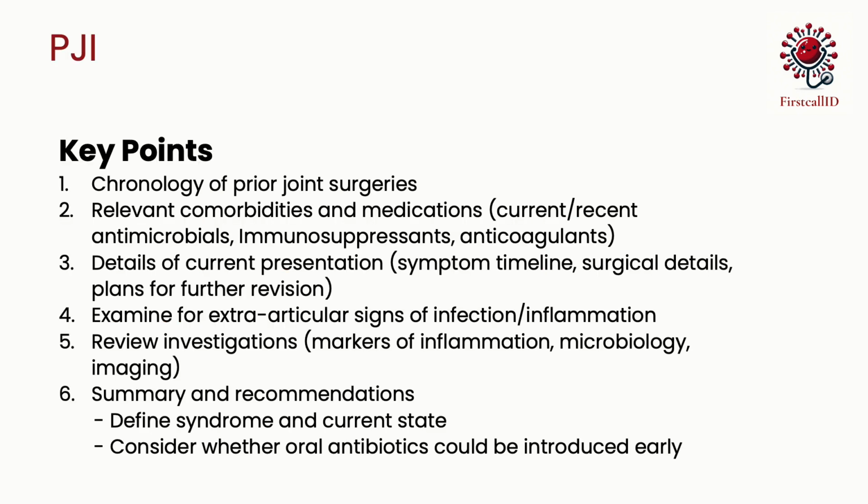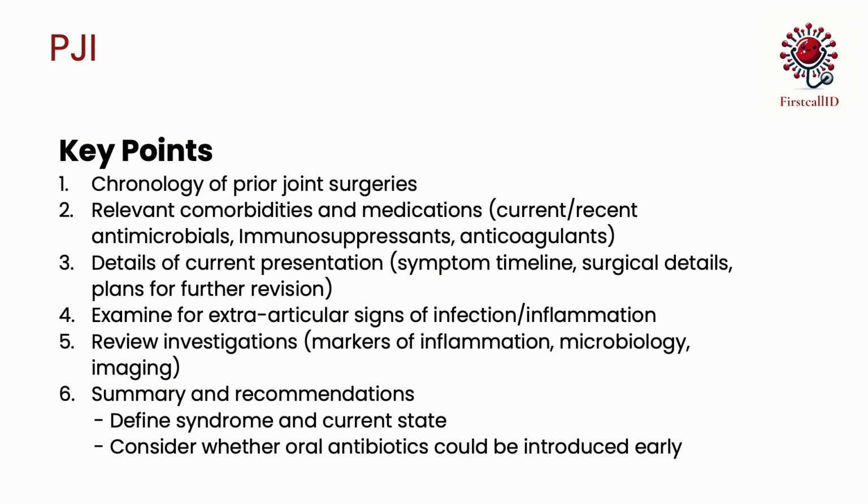Here are the key components to include in your assessment of a patient with a PJI. First, we want to clearly document their chronology of prior joint surgeries, when they were performed, what exactly was done, and what was the indication for surgery at the time. We want to understand their relevant comorbidities and current medications. Also, are they currently on antibiotics or were they recently taking antibiotics? Are they receiving immunosuppressant medications? And are they on anticoagulants or other medications that would be sensitive to interactions?